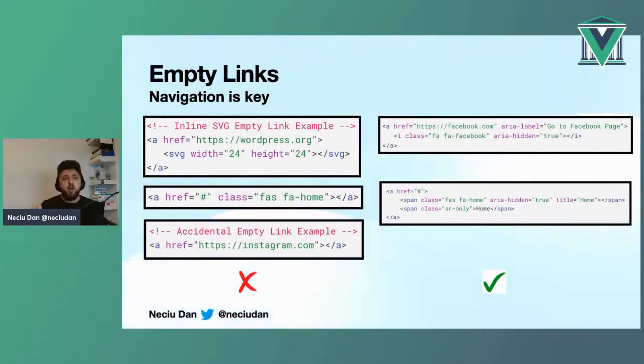So the way to do it, you have to add ARIA labels that tell you, hey, this link is going to go to the Facebook page. And you can put the icon itself as aria-hidden true, so it doesn't impact the screen readers. Better yet, you can add screen reader only text that you can hide from everyone else that is not using screen readers.